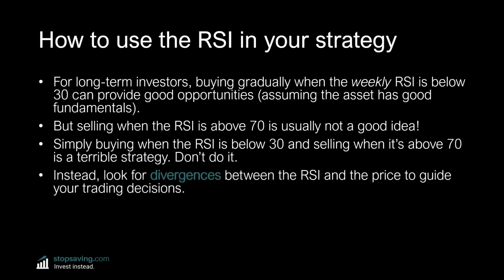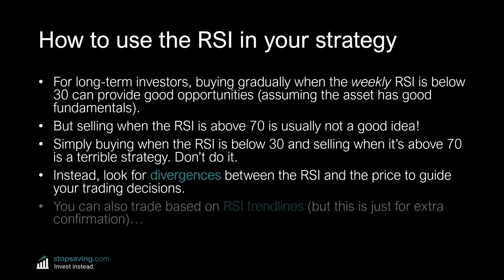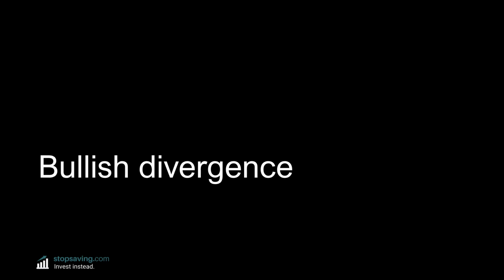Instead, look for divergences between the RSI and the price to guide your trading decisions. In other words, when the price is trending in one direction and the RSI is trending in another direction. You can also trade based on RSI trend lines, but this is just for extra confirmation. So for the rest of this video, we'll now look at these 2 last important points, divergences and then a bit on trend lines towards the end. So let's begin with bullish divergence. This can tell you when to buy an investment.